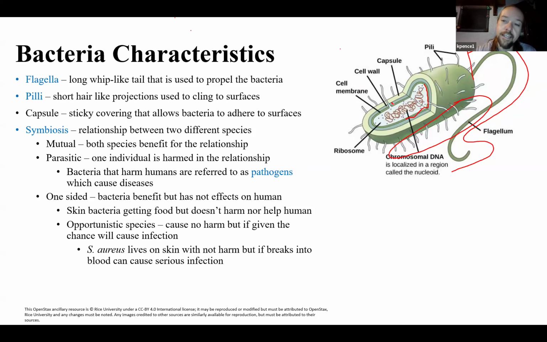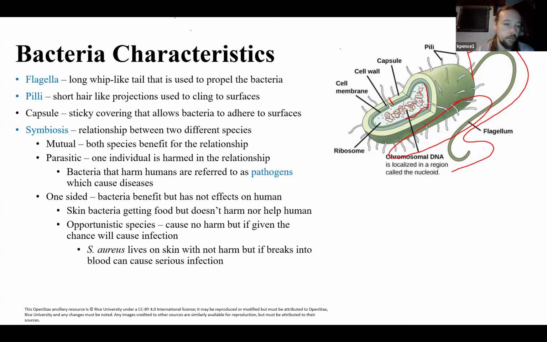And then the last thing there is the capsule. So the capsule is outside the cell wall. It's sometimes referred to as a peptidoglycan layer. So that is going to protect the cell from external factors like your immune system. So if you are infected by a bacteria cell, you actually want one that has a very thin capsule because thin capsules are going to be easier to kill, while thick capsule bacteria are much harder to kill.